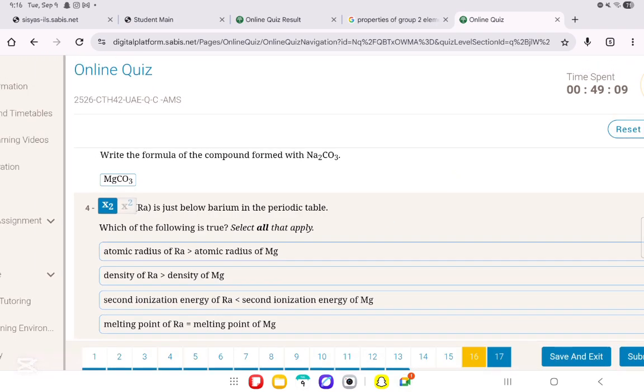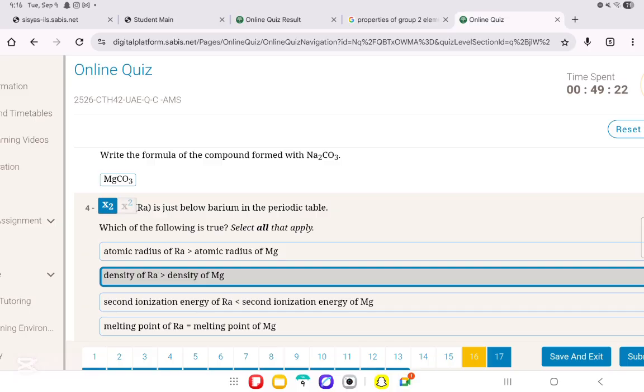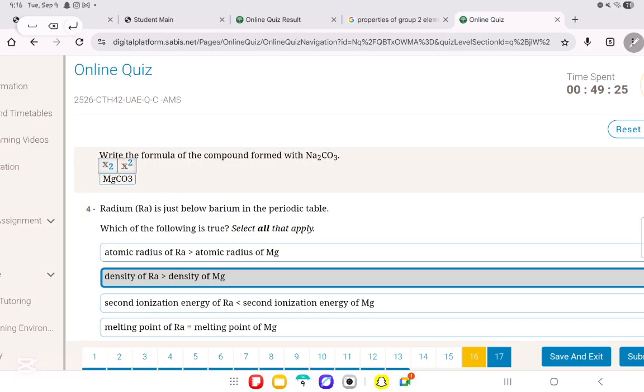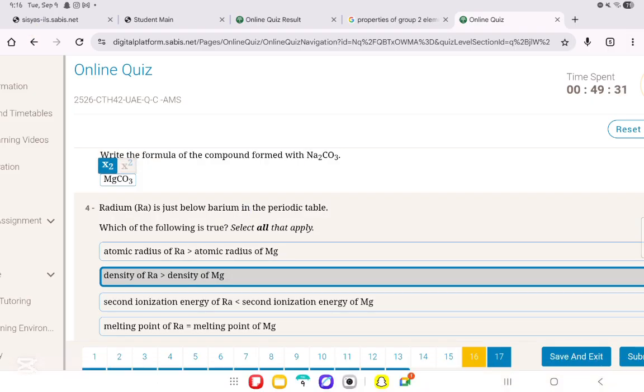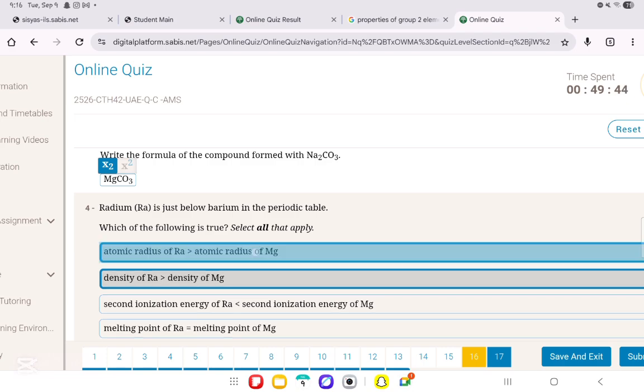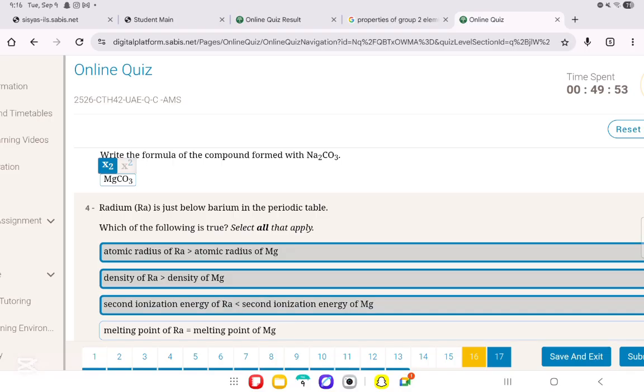Radium is below barium. Because radium is below barium, we know that it's down the group. So again, as we go down the group, density increases. That means the density of radium is greater than that of magnesium. As we go down the group, melting point decreases. That means the melting point of radium is less than that of magnesium. As we go down the group, atomic radius increases. So the atomic radius of radium is greater than that of magnesium. And then second, ionization energy decreases. So that of radium is less than that of magnesium.